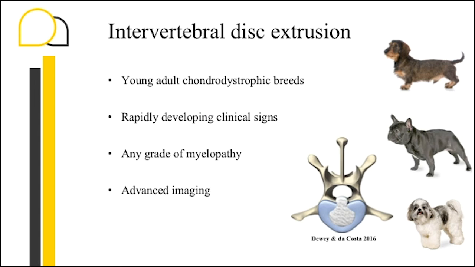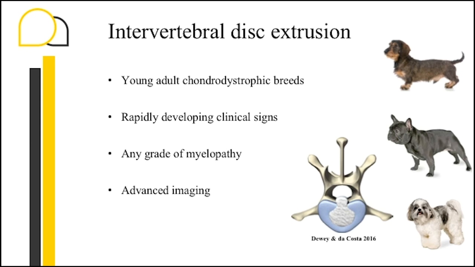So the first type of disc disease is intervertebral disc extrusion, or intervertebral disc herniation Hansen type 1. This consists of a chondroid metaplasia and calcification of the nucleus pulposus, which ultimately results in a type of intervertebral disc herniation whereby the calcified nucleus pulposus acutely extrudes through a ruptured annulus fibrosus into the vertebral canal, causing spinal cord compression and, in many cases as well, contusion.